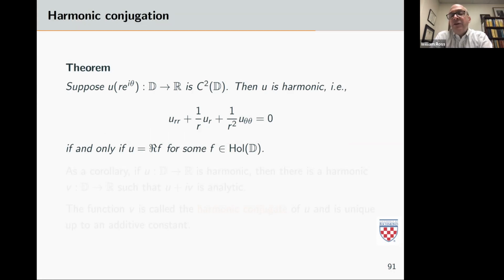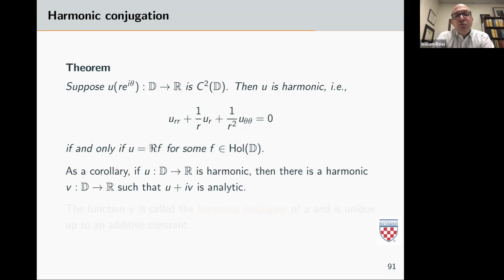So suppose I have a real valued C2 function U, and I'm going to do everything in polar coordinates. Then it's harmonic, in other words the Laplacian is equal to 0, if and only if it's the real part of an analytic function. It's a very general theorem, and it works on any simply connected domain. As a matter of fact, it's a characterization of simple connectivity.